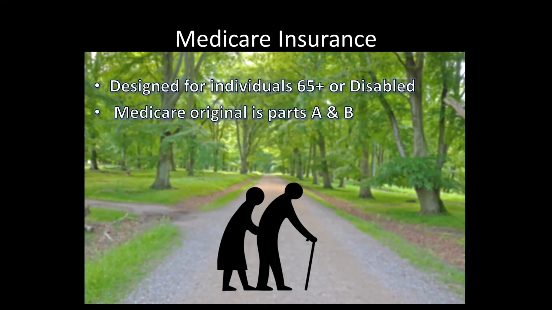Part B is the one that we are usually looking for because some cards presented may be missing an A, but they'll have a B. Or vice versa, but we are looking for Part B because that's what covers preventative services, lab tests. That's what we're doing, right?